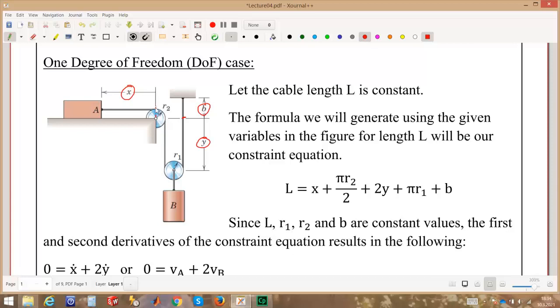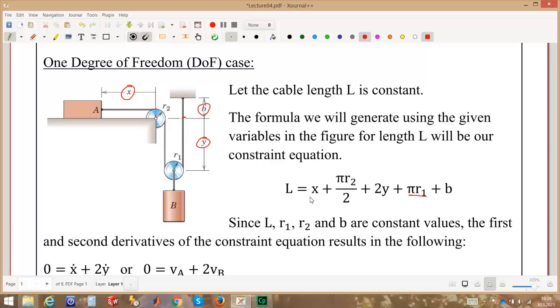Now, if we say this L length is constant, then it is composed of this x plus y plus b, and then the amount of the length of the cable around these pulleys. This is 1/4 of the pulley, the circular part, and this is just half of the pulley. So as a result of that, we have the half of the pulley length, pi R1, and then this is the quarter of the length of this cable around the pulley, which is pi R2 over 2.